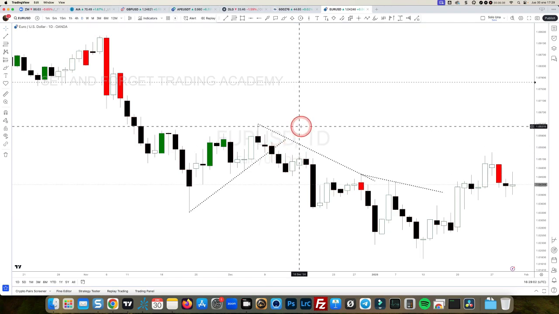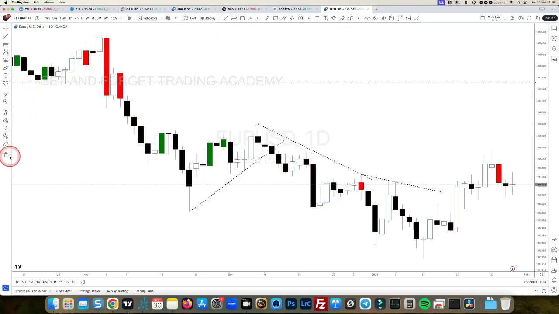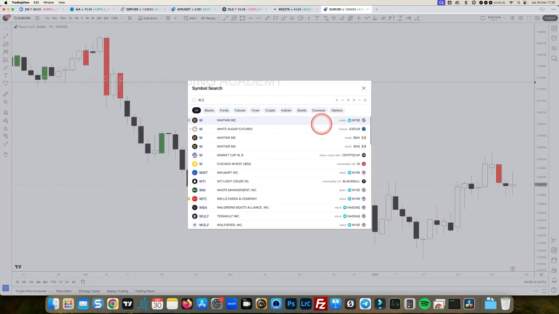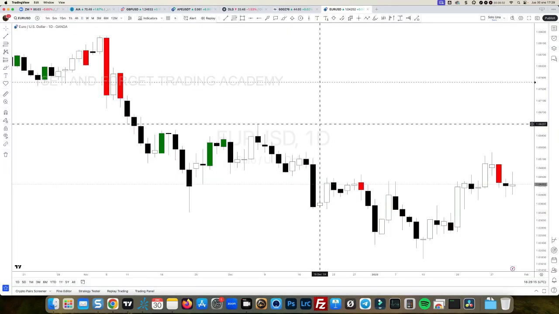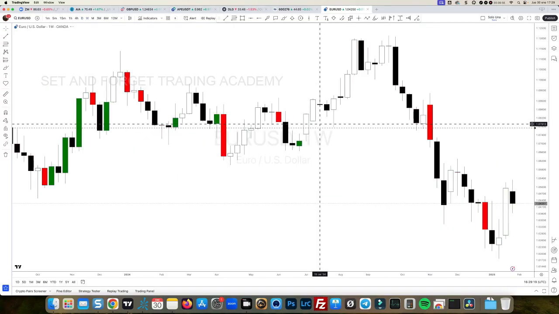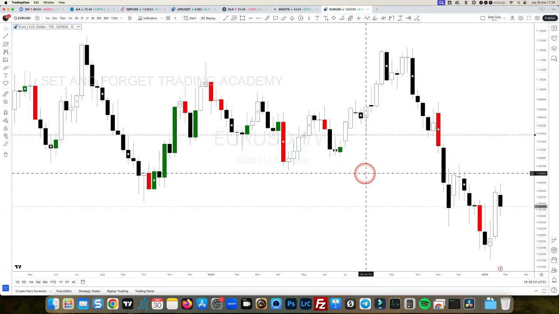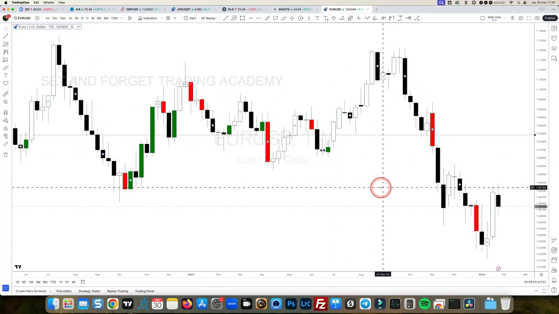So if we go to the weekly time frame on the euro dollar, okay, let's delete all these objects and let's switch to the weekly time frame. One sec. It's 1W. Okay, there it is. So this is what we have on the weekly time frame.